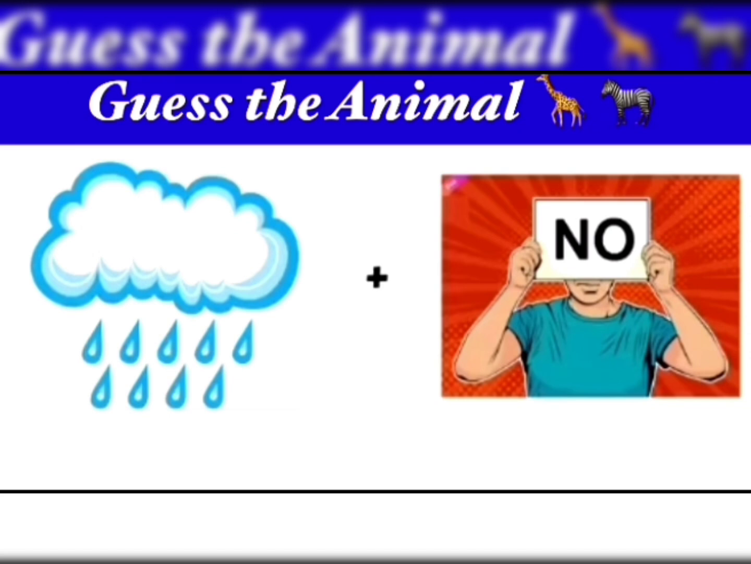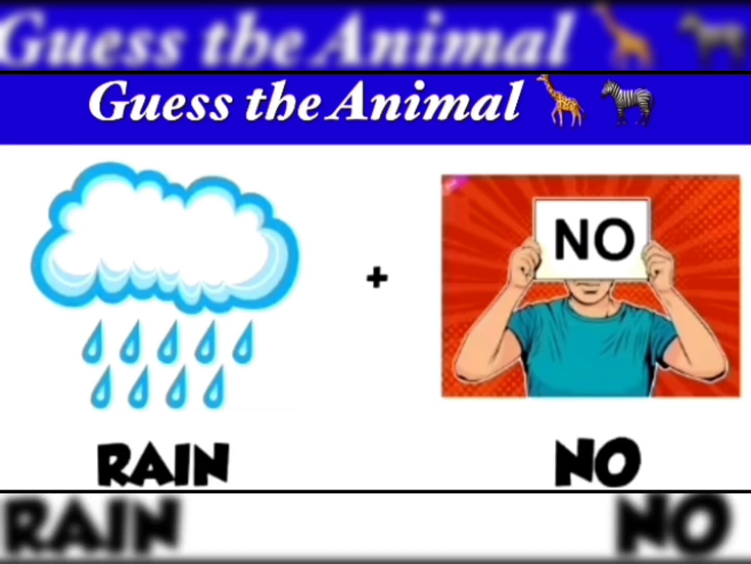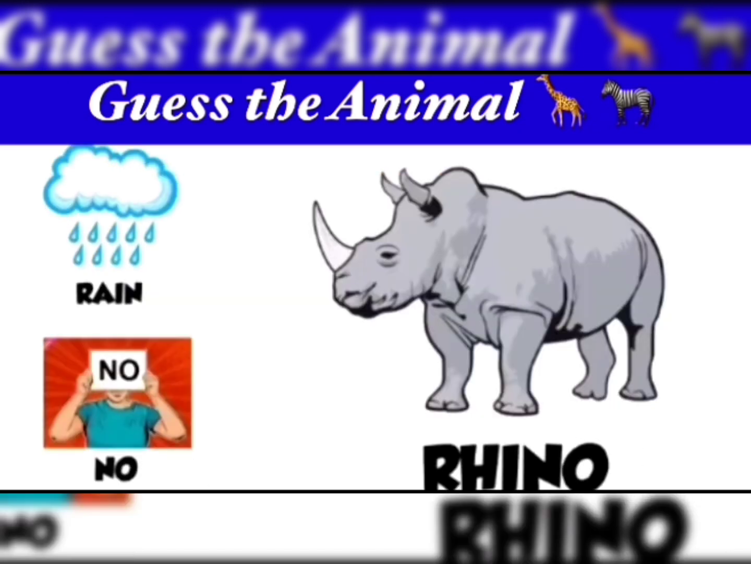I know you got it right. So the first one is the rain, the second one is the no, it's the rhino. I know you got it. You are a true genius. Now let's move on to the next quizzle.